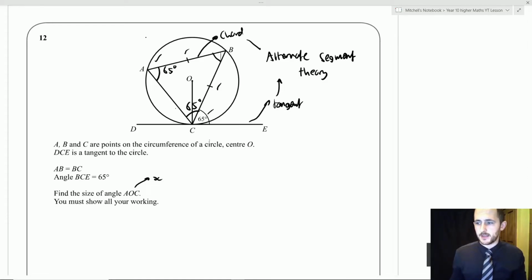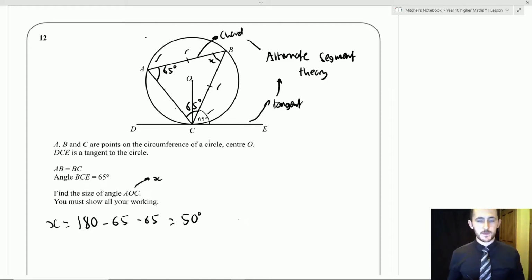And this angle here, let's call it angle X. X would just be equal to 180 minus 65 minus 65, which is 50 degrees. Okay. Not 100 degrees. Oh, are you saying what the answer is? Well done. Well spotted. Good job. Okay. So we now know that that is 50 degrees. Yeah. Sorry, Evie. You actually were a bit faster than I was.